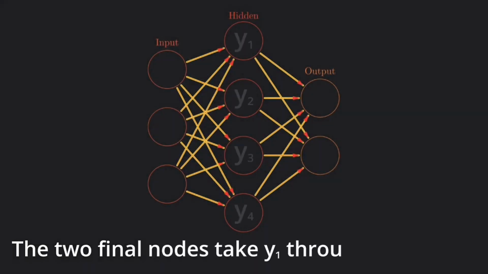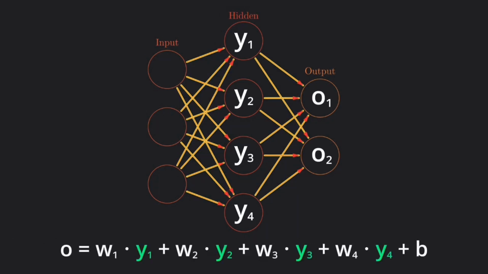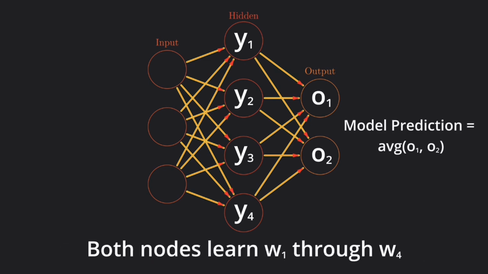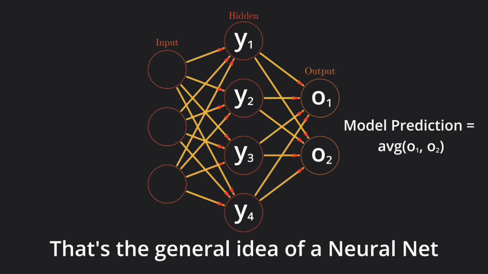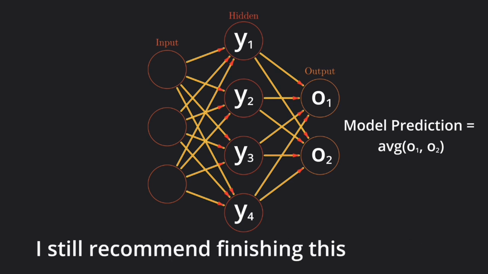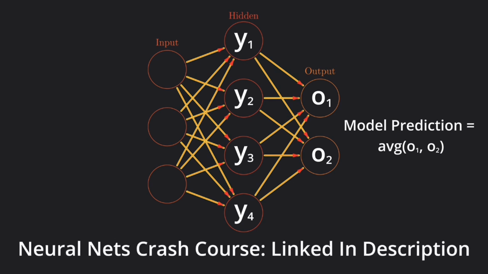The last node takes y1 through y4 as input and calculates the output O based on this equation. O is the model's prediction for votes received, and this node learns W1 through W4 as well as a constant b. That's the general idea of a neural net. If any part of that explanation was confusing, I still recommend watching the rest of this video first, and then checking out the 10-minute neural network video linked in the description.